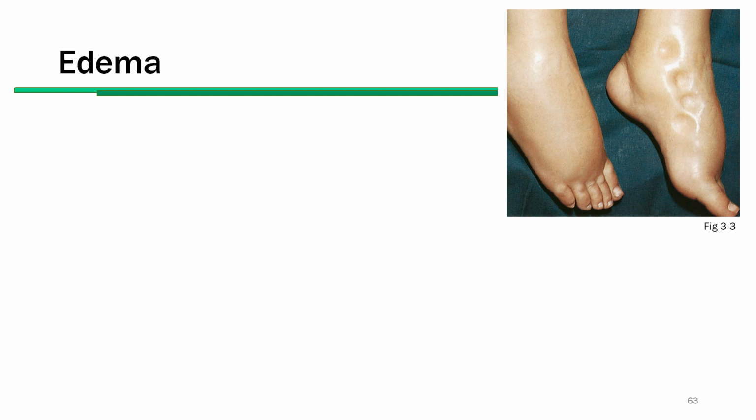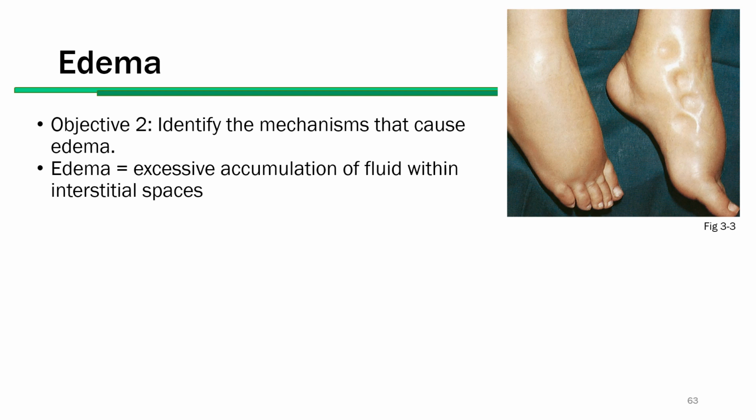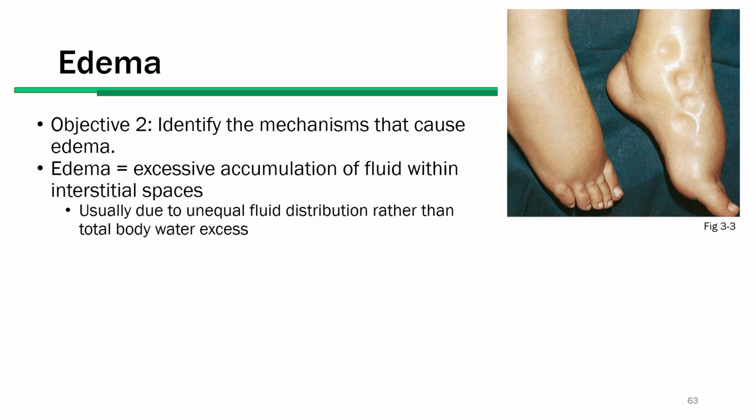If we go the pathway to the lymph, what's going to happen is that we can get edema. So objective 2, identify the mechanisms that cause edema. Edema is an excessive accumulation of fluid within the interstitial spaces. It's usually due to unequal fluid distribution, not necessarily total body water excess. So it may result in intravascular dehydration, which seems really counterintuitive. If you've got this much fluid out in the feet, it seems like the cells should be full of fluid too, but that's not how it works, because there's some problem in the lymph that's not draining this fluid, and so the cells may actually become dehydrated, which seems really counterintuitive with edema.